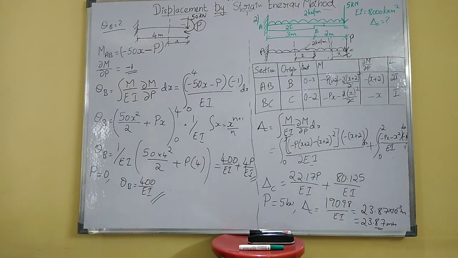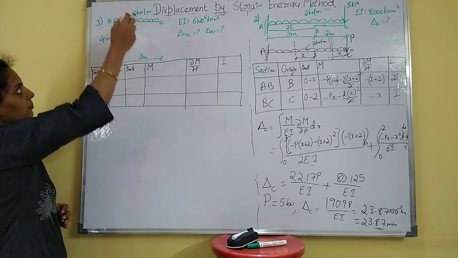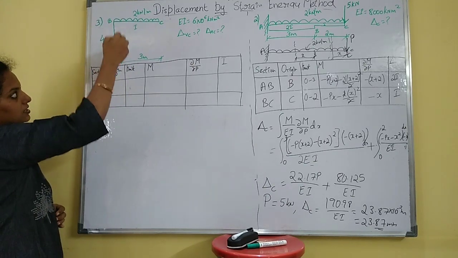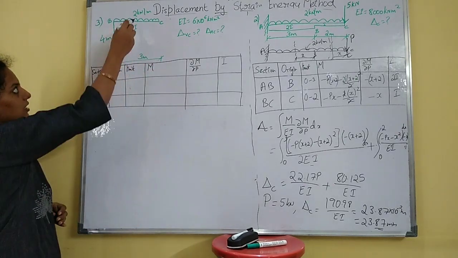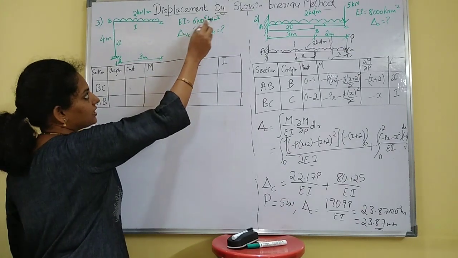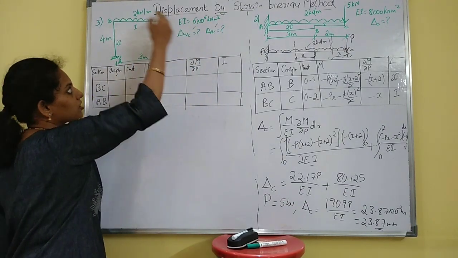Next we will see another problem. This is the next problem and this is your frame. You have a load of 2 kilonewton per meter, 4 meter vertical distance and 3 meter horizontal distance, and this member has I and this is 2I. To find delta VC and delta HC, that is vertical and horizontal deflection at C.